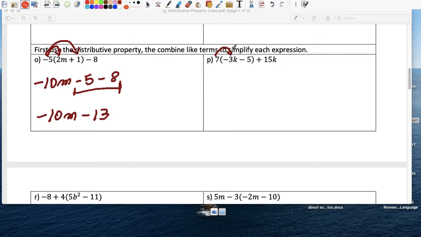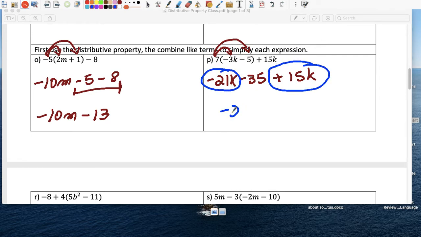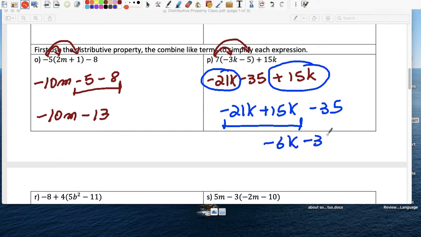Again, here's my 7, positive 7 and negative. Positive times a negative is negative. Positive times a negative is negative 35. And then this is just plus 15k. Can I combine like terms? Yeah, I can combine this guy with this guy. So it's 21k plus 15k, and then minus 35, right? These two, negative 21, 15. Negative 21 plus 15 is negative 6k minus 35.